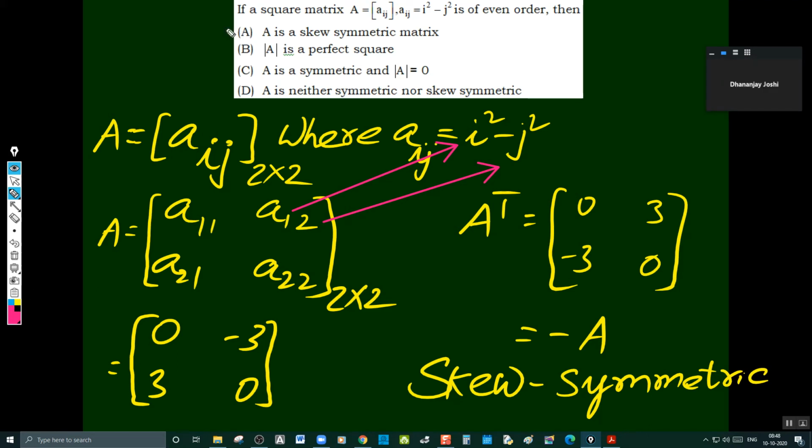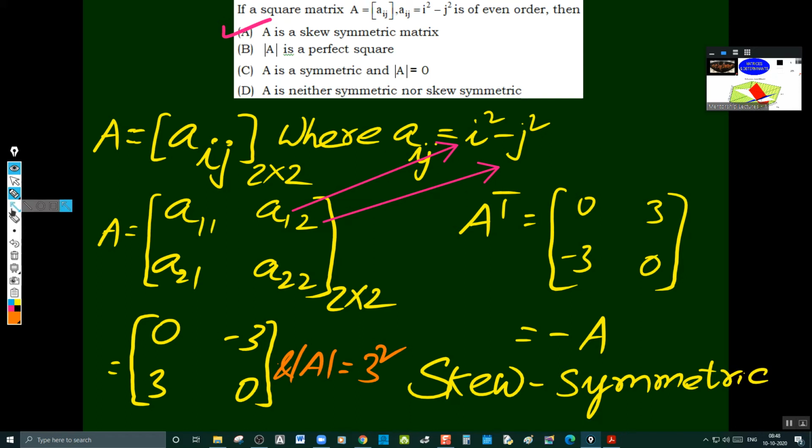Similarly, B is also correct. If you see determinant of A, det A is equal to 0 plus 9, which is 3 square. It is a perfect square, and hence det A is a perfect square. And A is symmetric, obviously not. A is neither symmetric nor skew symmetric is wrong. So the options here are A and B.